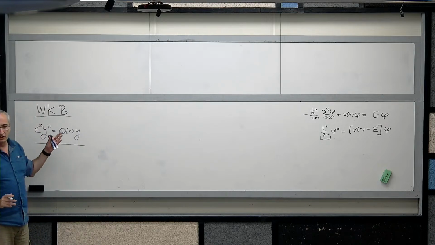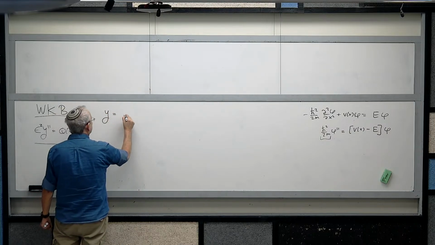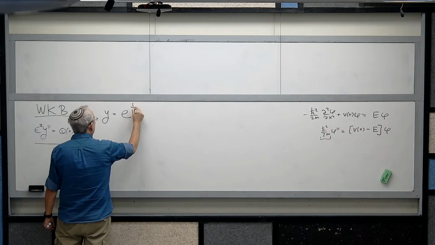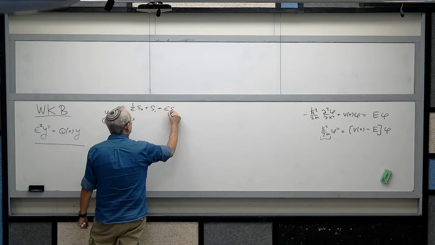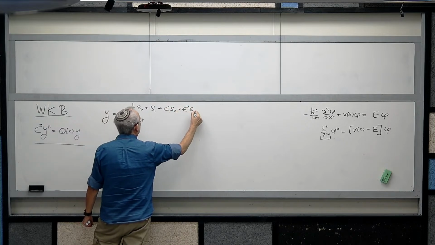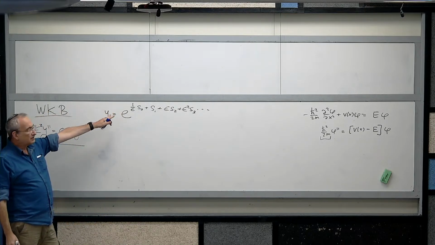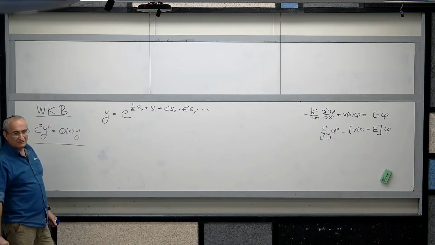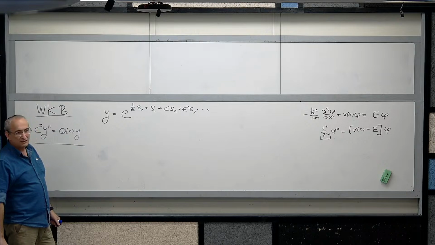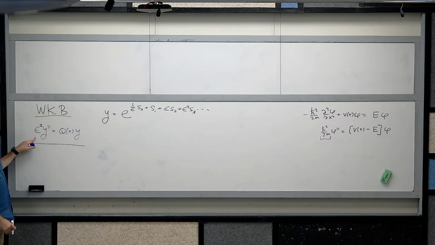Let's present the WKB technique. We assume that y is equal to the exponent of 1 over epsilon s naught plus s1 plus epsilon s2 plus epsilon squared s3, and so on and so forth. That's y, this is how it looks, a sum of s_n times epsilon to the n minus 1 or something. Okay, so let's see what happens if we plug y here.